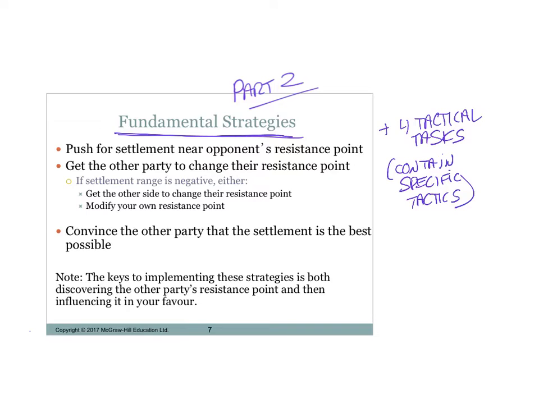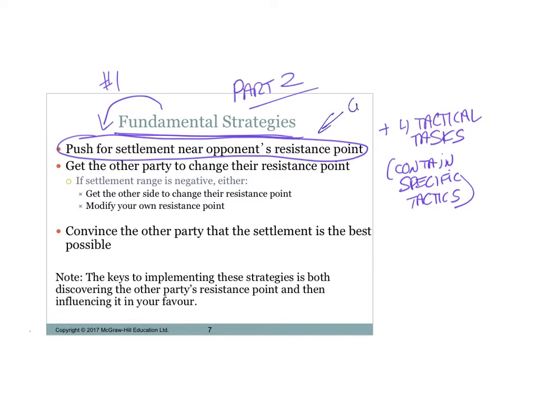Now, of course, we need to build up some knowledge, as we discussed earlier, about what that resistance point could be. But our job is to try to get as close as possible to that person's resistance point, because beyond the resistance point, the deal will probably fall apart.